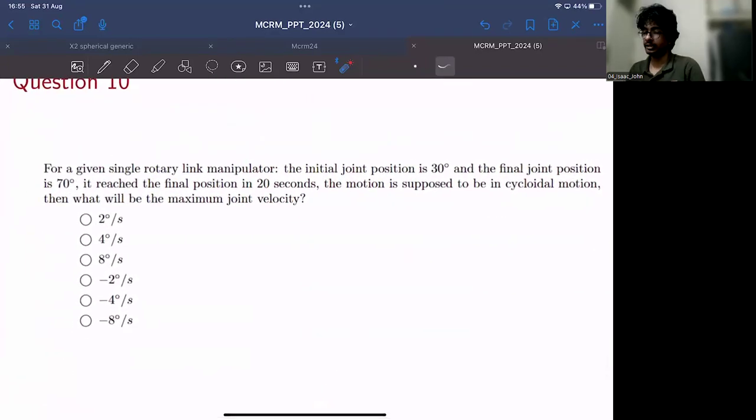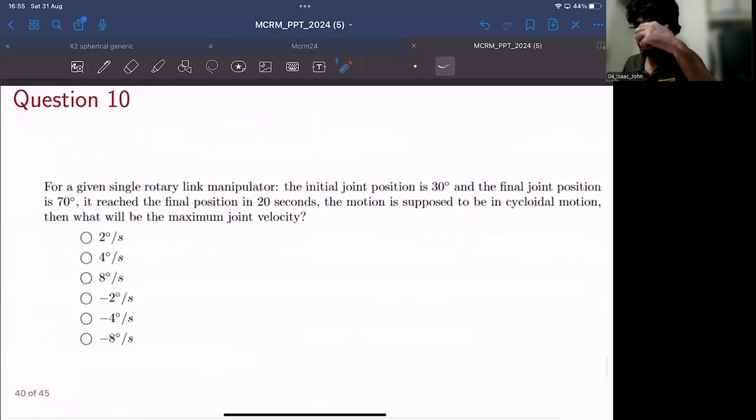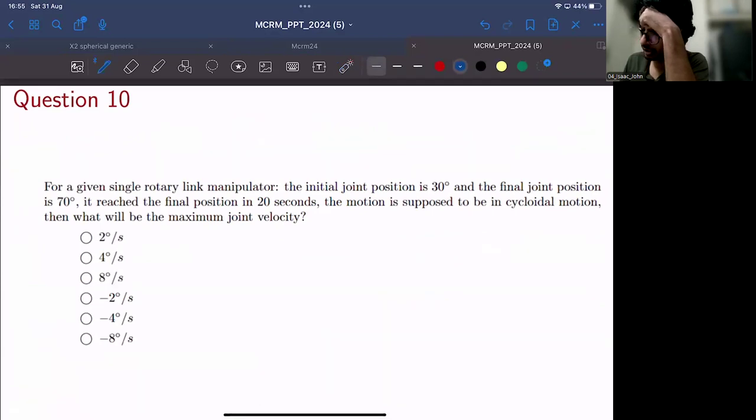Okay, so question 10. For a single rotary link manipulator, the initial joint position is 30 degrees. Theta i is 30. And the final position is 70 degrees.